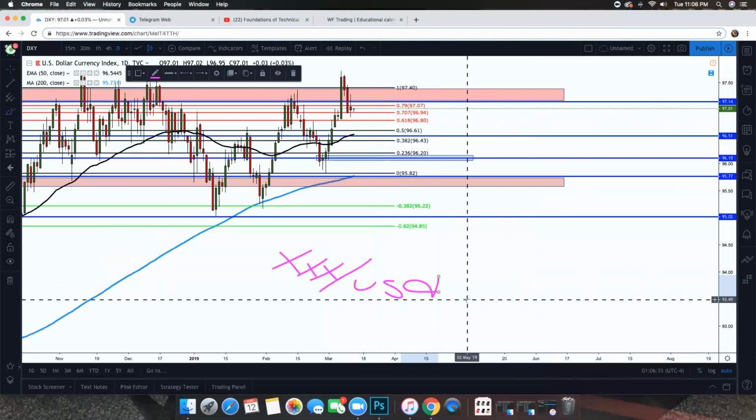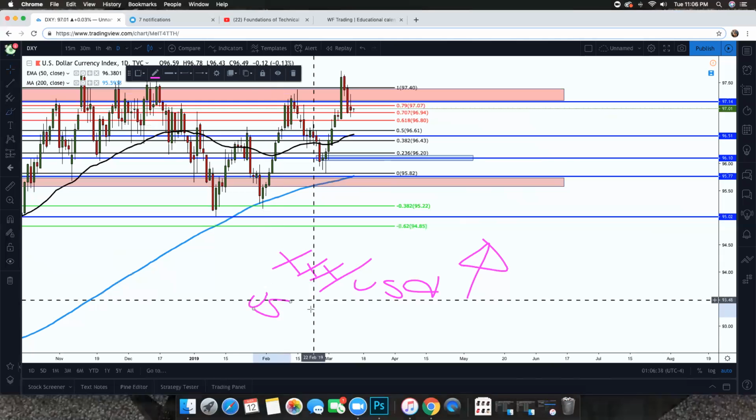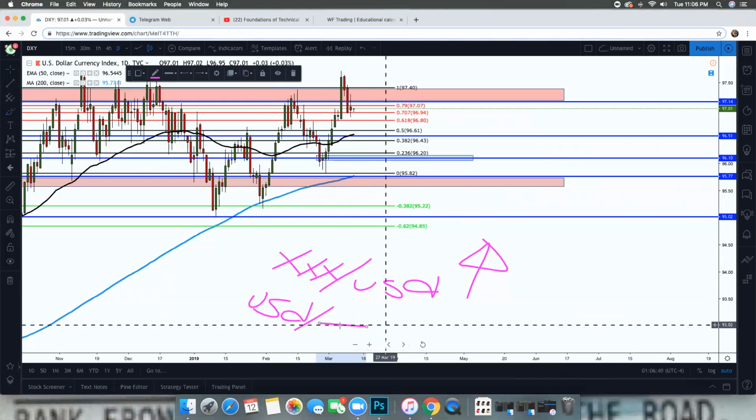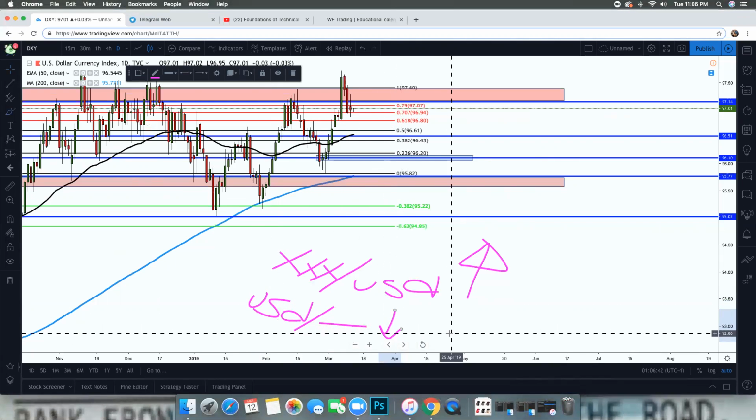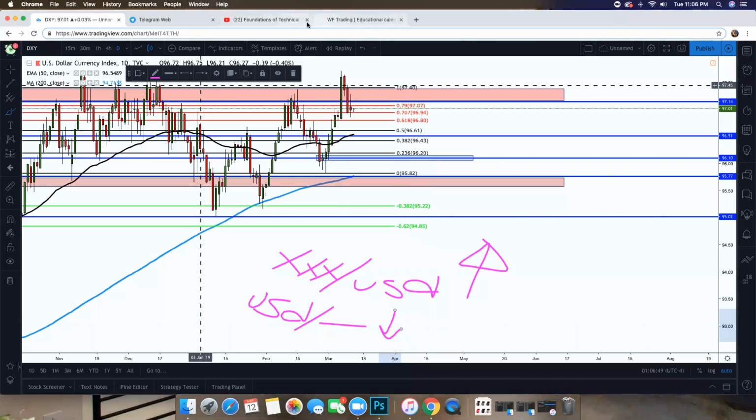XAUUSD, thinking these are going to go up because the dollar is going down. And then the USD slash that XXX, we're going to say those are going down. So this is my bias for tonight, guys, and for New York. I want to see news in the morning be bearish.